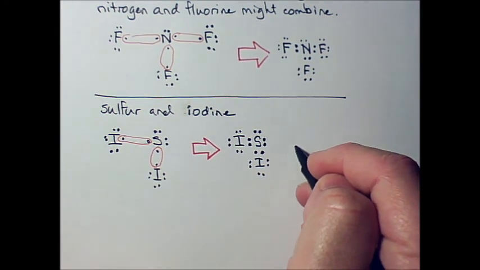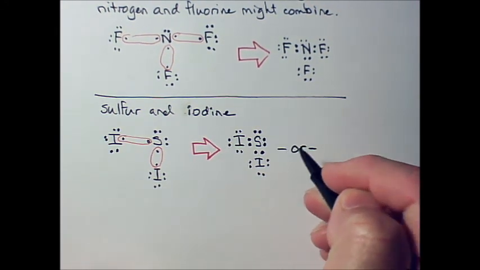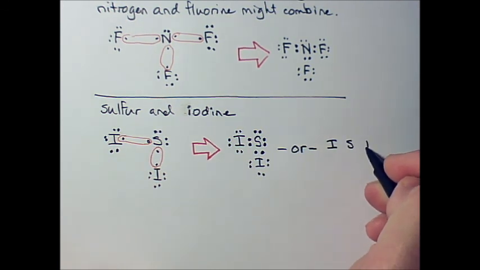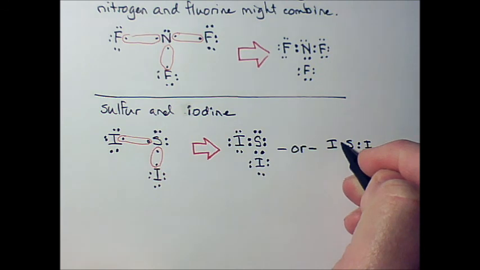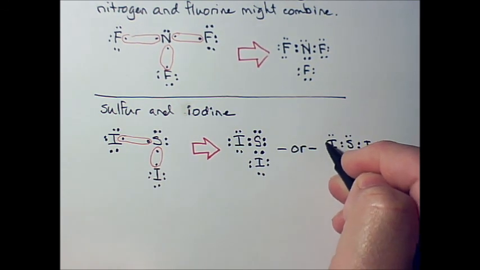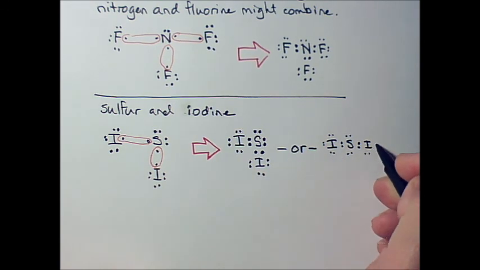You know what? There's absolutely nothing wrong with that. That's a very good point. As long as you have 2 sets of shared electrons between the sulfur and the iodines, the side you have the iodines on doesn't matter so much. Yeah, that's perfectly okay. Okay?